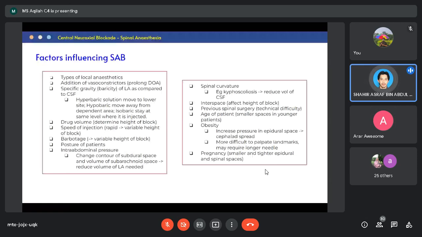So I will not elaborate more on that. What is the normal volume that we give for a standard 160 cm patient that you often see in OT?